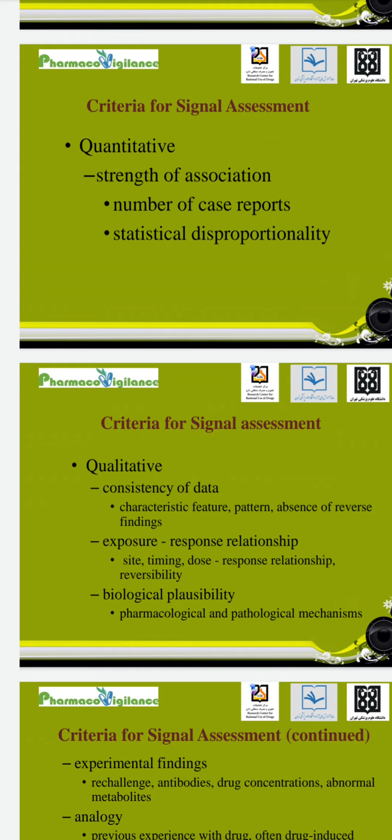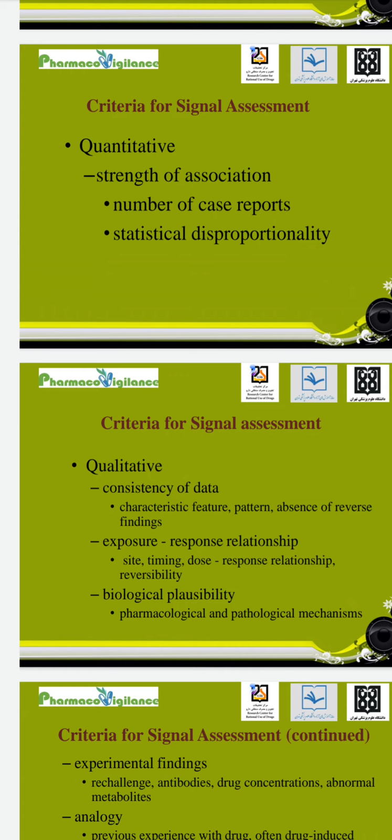Exposure response relationship means the site, timing, dose response relationship, and reversibility. Biological plausibility: pharmacological and pathological mechanism. Pharmacological and pathological mechanism should be explained in the qualitative criteria for the signal assessments.